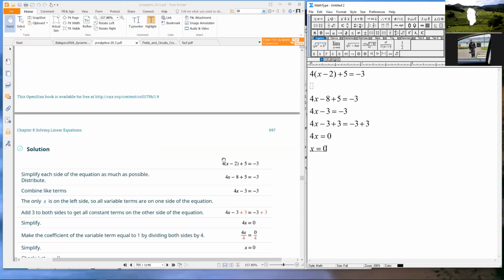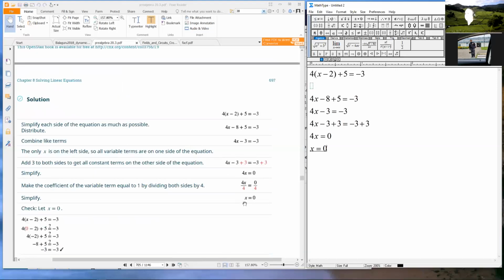So we should come out with the same thing. Yep, x is equal to 0. And they actually went through and did this division. We don't really have to do that because we know that the only thing that can make that equation true is 0, right?